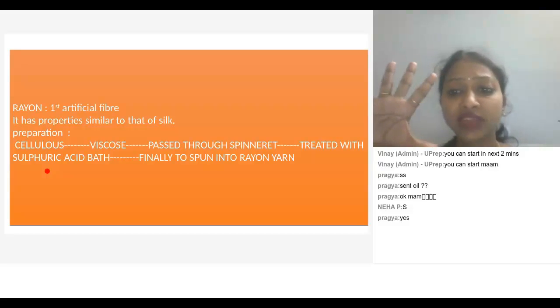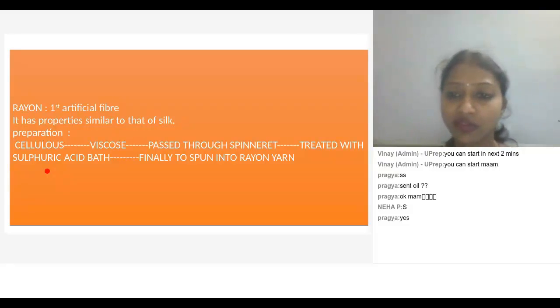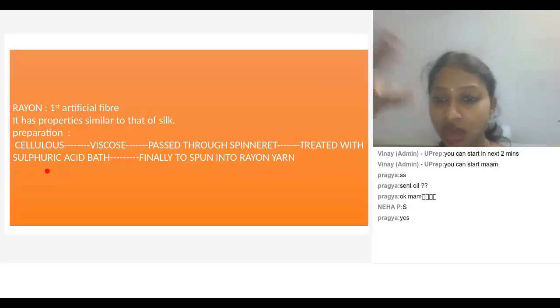Can I give you an example for the spinneret? Have you seen a shower head? When we go to bathe, we feel like enjoying it, mainly in the summer season. We're very happy going with a shower bath. Have you seen the shower head?